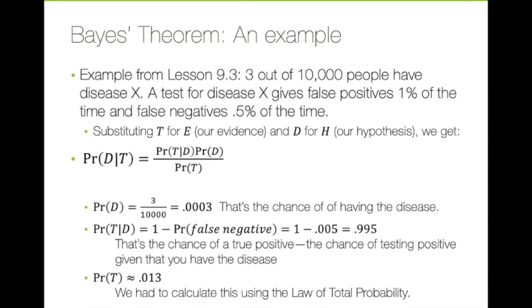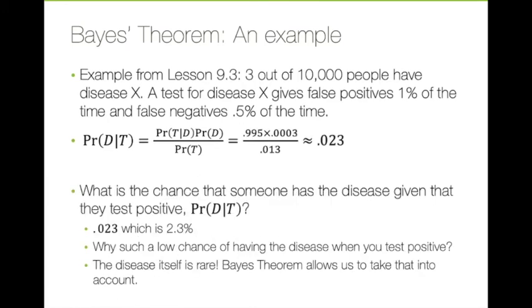And finally, we need to know the probability of T. Just how likely is it that we would test positive for the disease at all? This is what we calculated before using the law of total probability. So drawing the number from our previous look at this example, we had that the probability of T was 0.013, or about that.